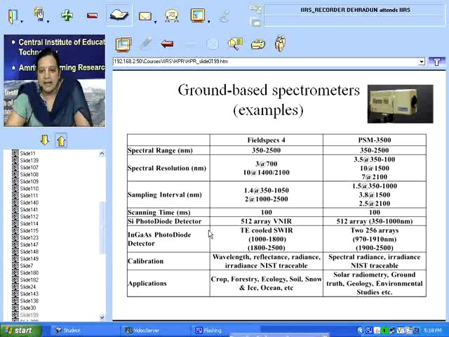There's a scanning time of 100 milliseconds, and it uses the silicon photodiode detector, and it is used for a wide range of applications we'll talk about. So these are some ground instruments which can be used in the laboratory or in the field to collect the spectra and compare the spectra with the image collected spectra for identification of features.